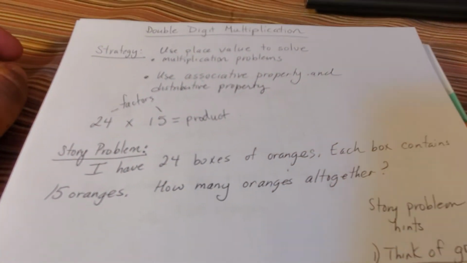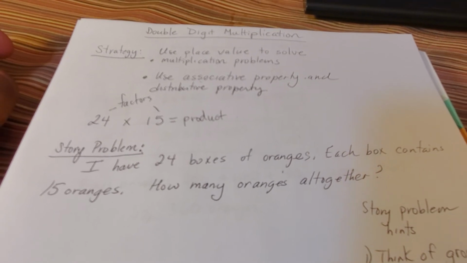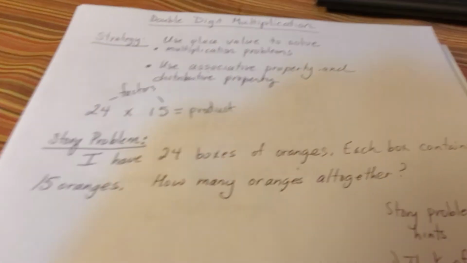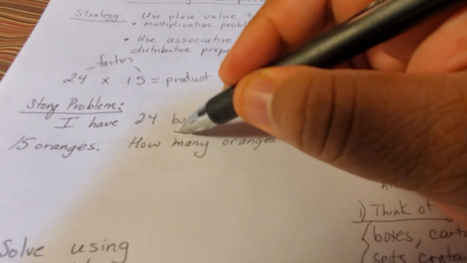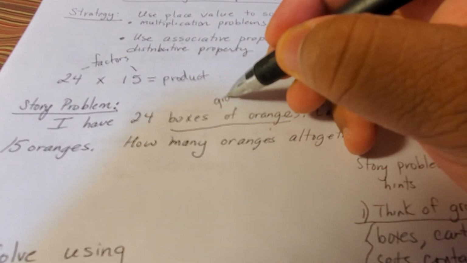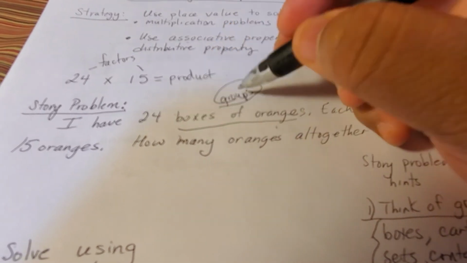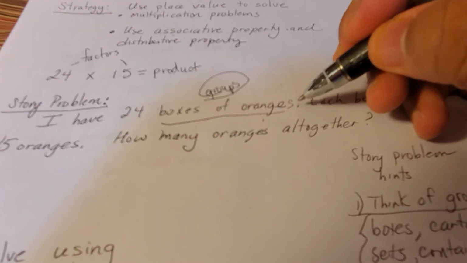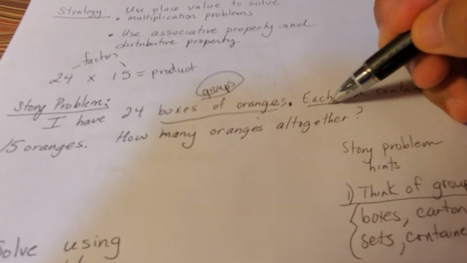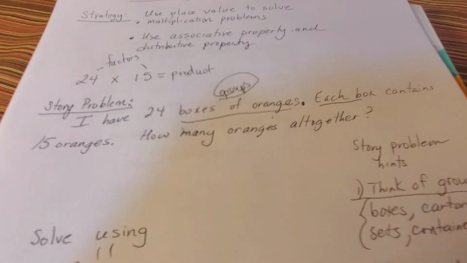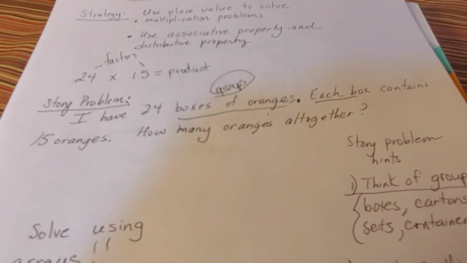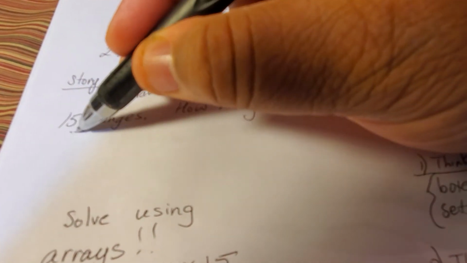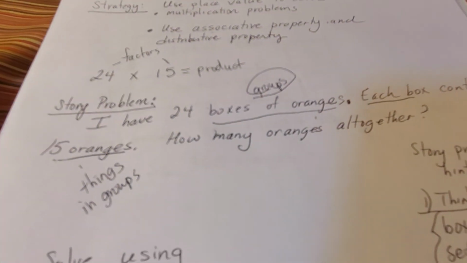So I wrote a short story problem. I have 24 boxes of oranges. So my boxes are my groups. And I have 24 of those groups. Then I have a period here. Each box, so that means every box. So the multiplication, it's equal groups. So each box contains 15 oranges. These are my things in the group, or things in groups. So there's 15 oranges in every box, and I have 24 boxes.